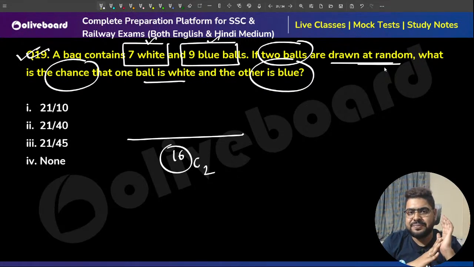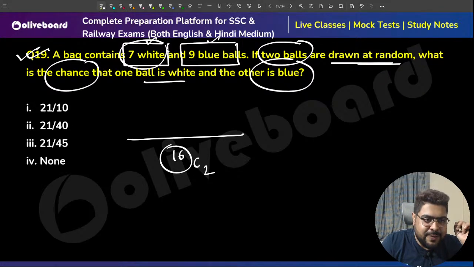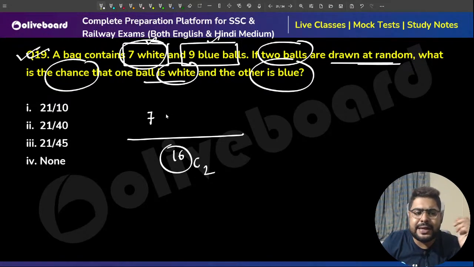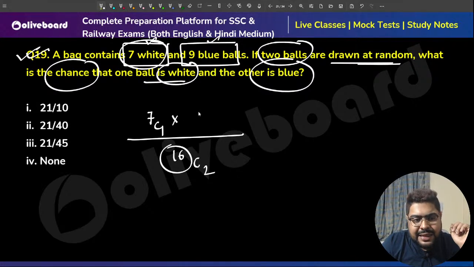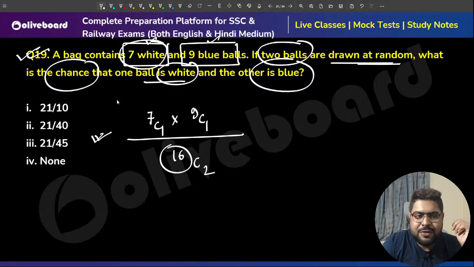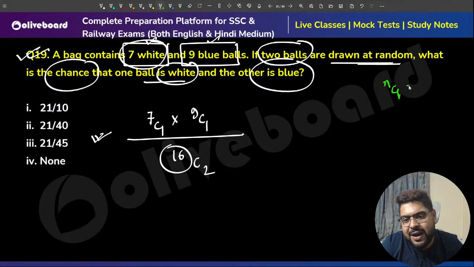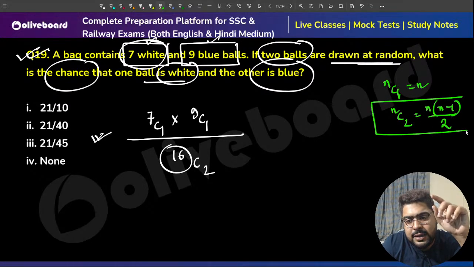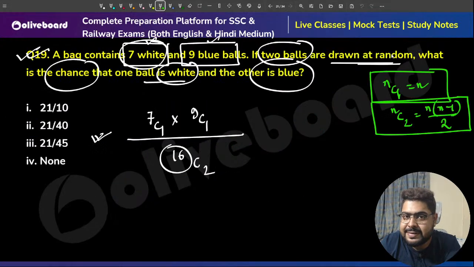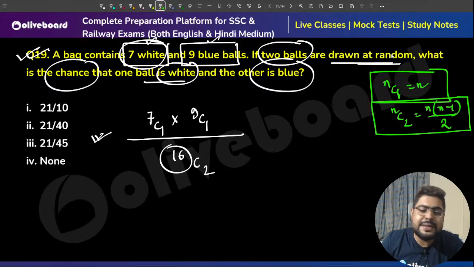There are 7 white balls. I need to pick one because one ball is white, the other is blue. So out of 7, 1 ball has to be white, that is 7 C1. The other one, from the 9 blue balls I need to pick one. A quick bit: NC1 is always n, and NC2 is always n into n minus 1 by 2. Do not mix it up, because it is n minus 1 here. Please keep this in mind.